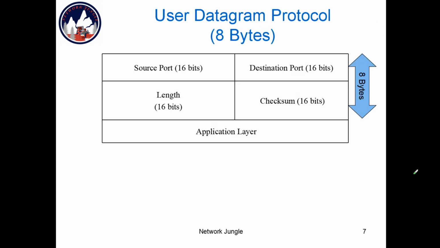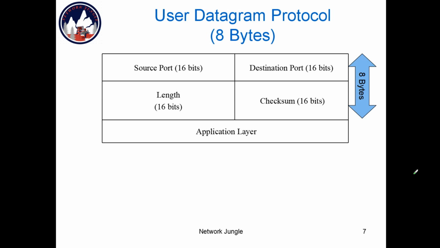Next we talk about the header format of the User Datagram Protocol. The total size is 8 bytes. It contains 2 rows, and each row contains 4 bytes. So 4 into 8 bits is 32 bits. The 32 bits can be divided into 2 portions, 16 bit and 16 bit.